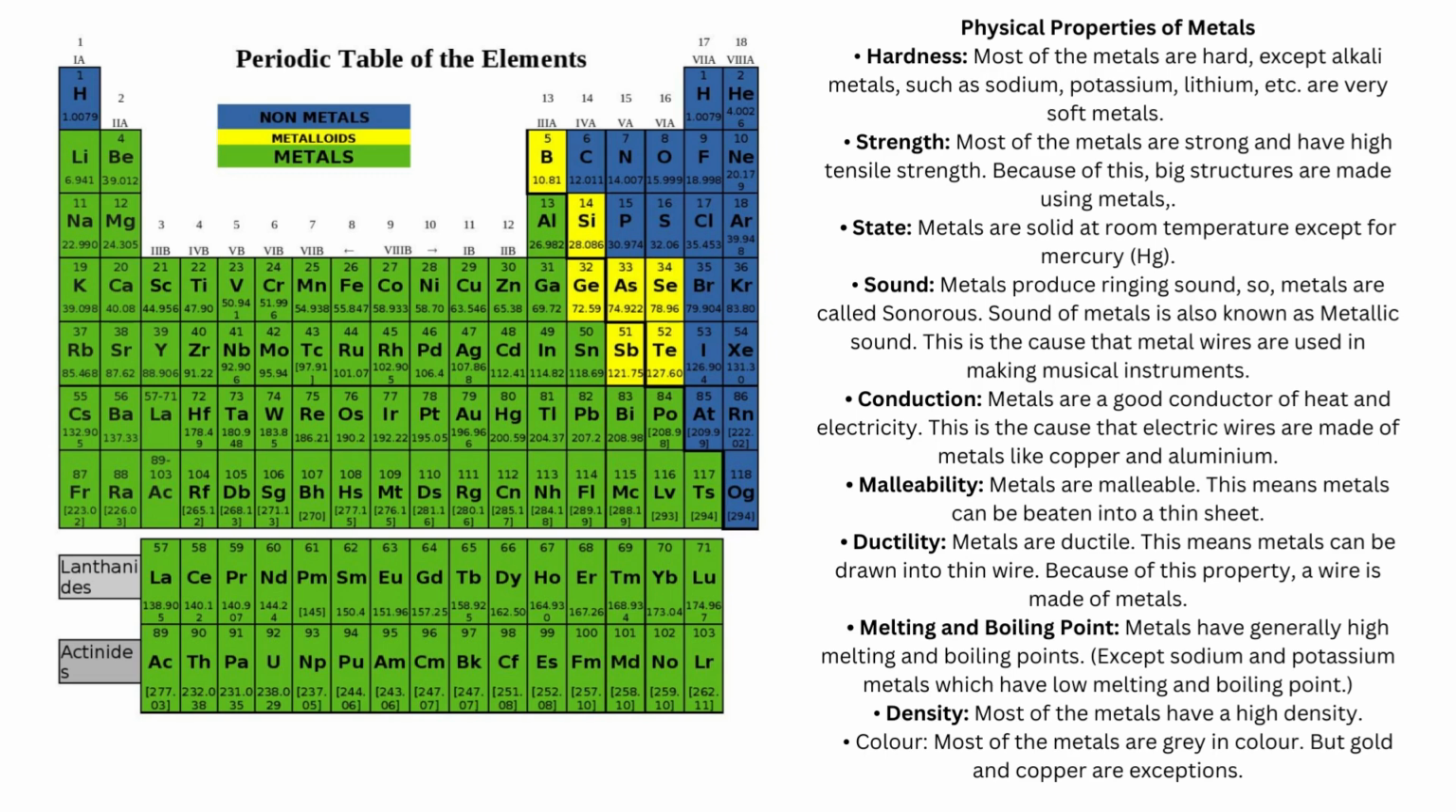Malleability: metals are malleable. This means metals can be beaten into a thin sheet. Ductility: metals are ductile. This means metals can be drawn into thin wire. Because of this property, wire is made of metals. Melting and boiling point: metals have generally high melting and boiling points, except sodium and potassium metals which have low melting and boiling points. Density: most of the metals have a high density. Color: most of the metals are gray in color. But gold and copper are exceptions.